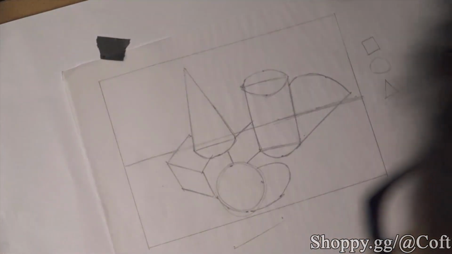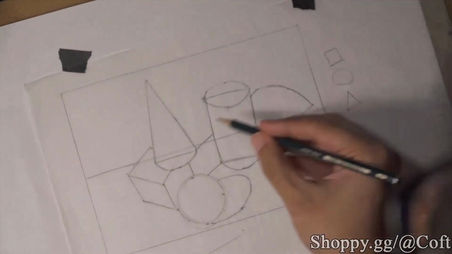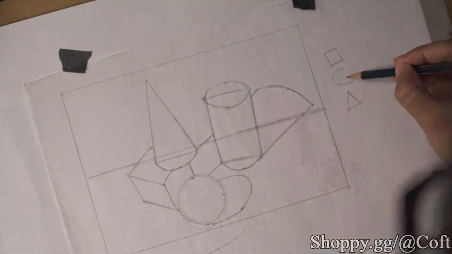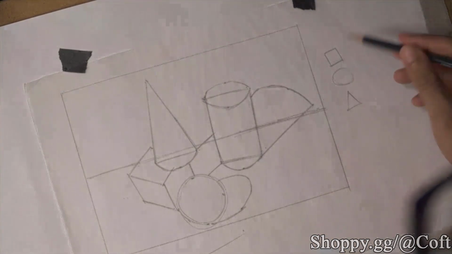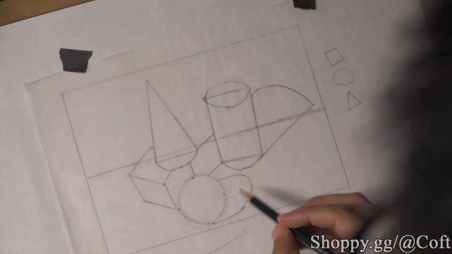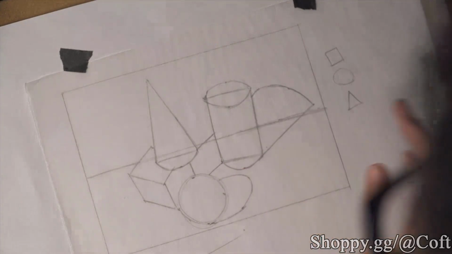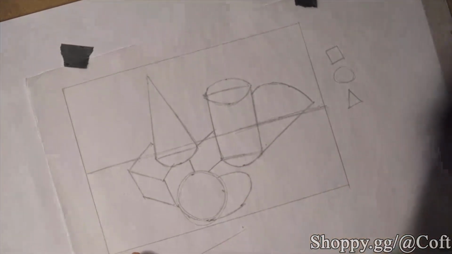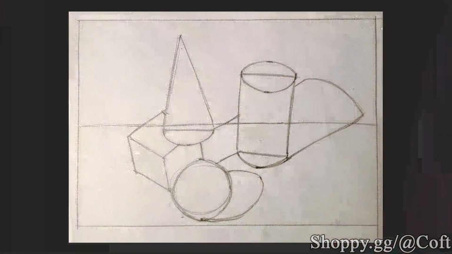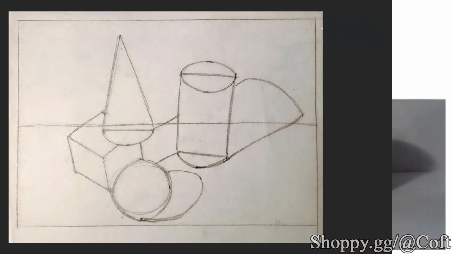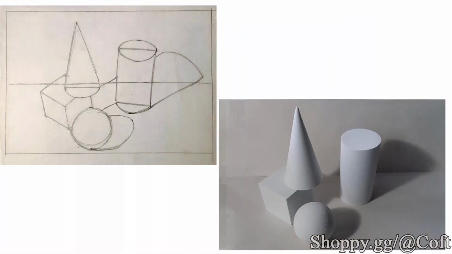Now from here, this is pretty much all you need in order to call this done. As long as you have the simple squares, circles, and triangles, and not getting anything too complex, this part of the exercise can be finished. Here's a quick look at the finished traceover, as well as the photograph next to the drawing itself.